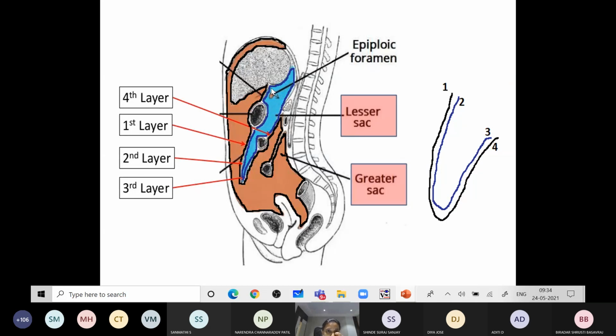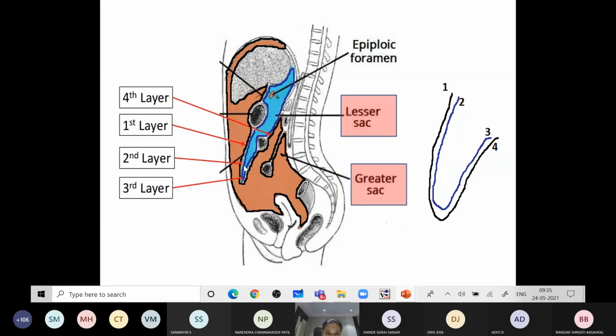The posterior layer of lesser omentum is formed by the posterior layer of lesser sac, which descends down from the lesser curvature of stomach, covers the posterior surface of the stomach, and descends down as the posterior layer, or the second layer, of the greater omentum. So this is the first layer, this is the second layer of greater omentum. The anterior layer forms the first layer, the posterior layer forms the second layer of greater omentum.